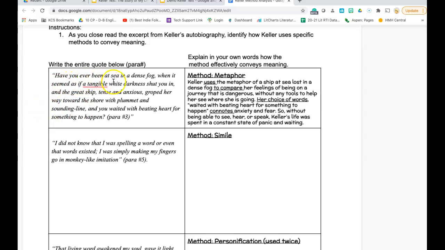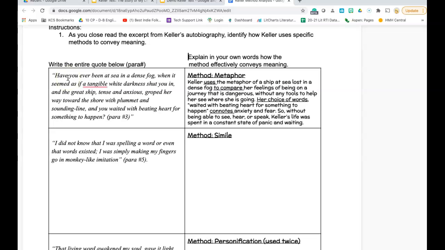But let's take the rest of this. Have you ever been at sea in a dense fog when it seemed as if a tangible white darkness shut you in, and the great ship, tense and anxious, groped her way toward the shore? So that first heavy line, what we have here is a metaphor. Whenever you pick metaphor or simile, you have to ask yourself, what two things are being compared? So what two things are being compared here?